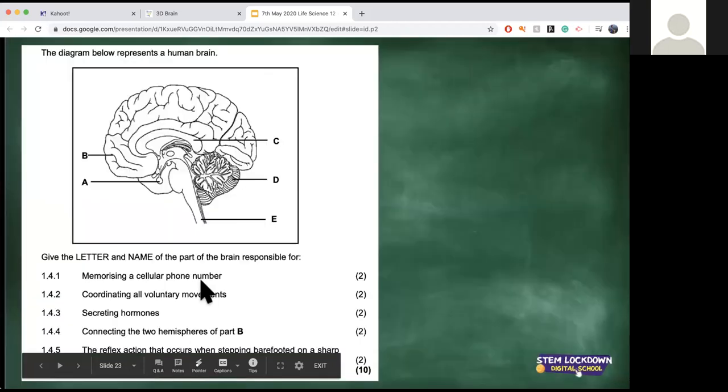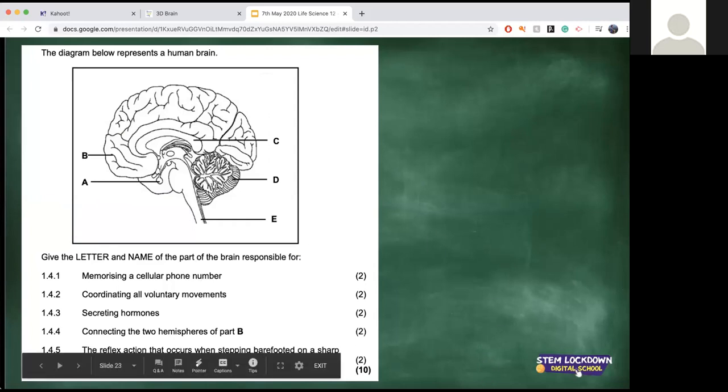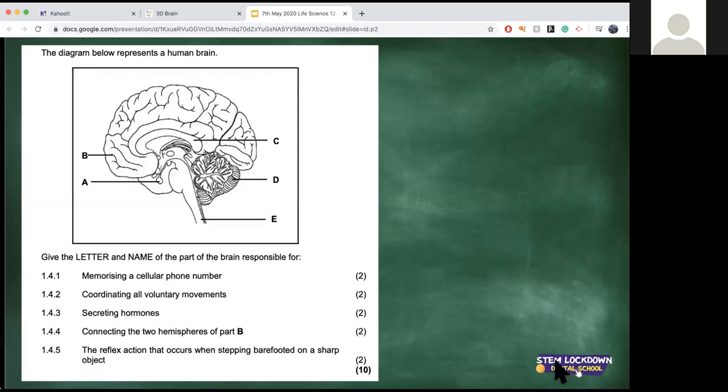All right, so we've got questions. We've got 10 minutes left, and we have some questions. Is there anything you would like to know about what we've learned? Anything that you would like to know more about the anatomy of the brain? All right, if not, please answer questions 1.4.1 all the way through 1.5.